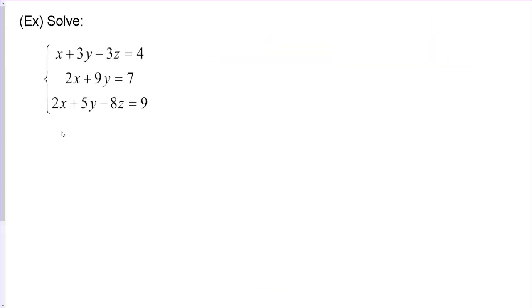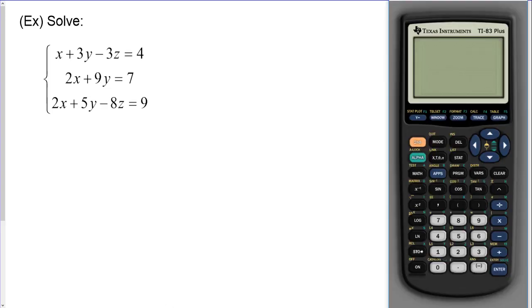Next, let's take a look at a system such as this. What I'm going to do is create an augmented matrix and enter that augmented matrix into the calculator. Generally, you'll find it's simple enough to come up with the augmented matrix and enter it directly into the calculator without having to write it down. So that's what I'll do.